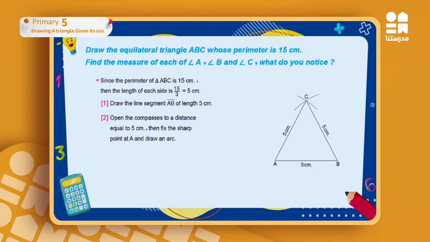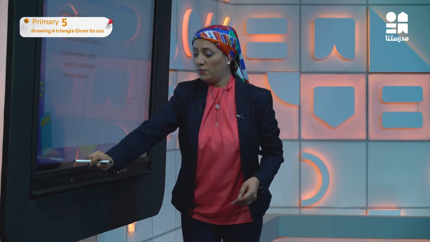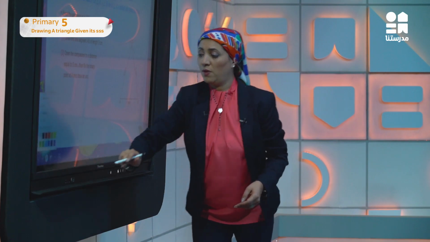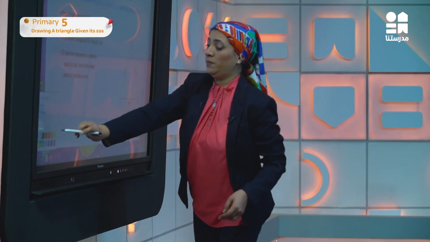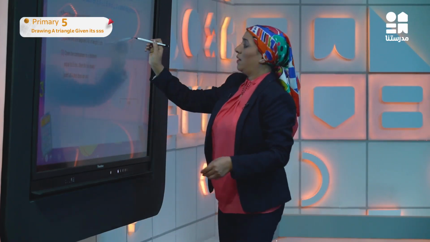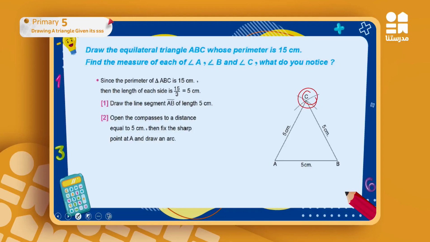And I come again to point B, which is my other point, to draw BC, and again I fix the sharp point at point B, and swing my compass again to draw another arc on top. So the two will meet at point C. So here, this is my point of intersection.